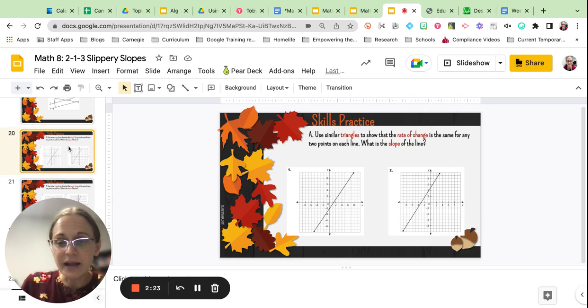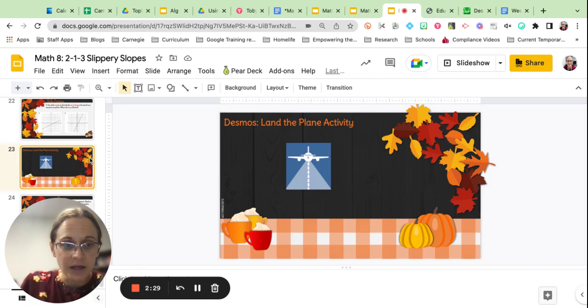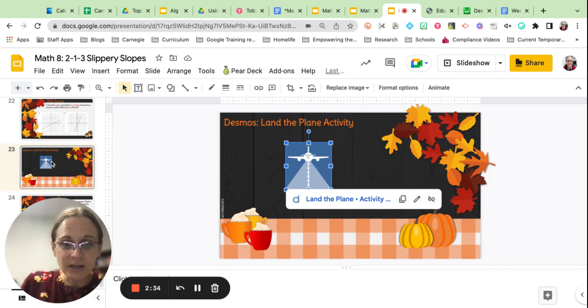There's a variety of problems from the skills practice directly included in this lesson slide for you, as well as Desmos Land the Plane. If you click on the little plane, it will open up the classroom activity in the teacher side of Desmos.